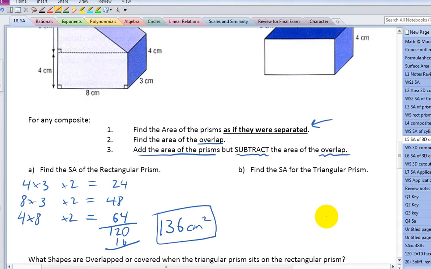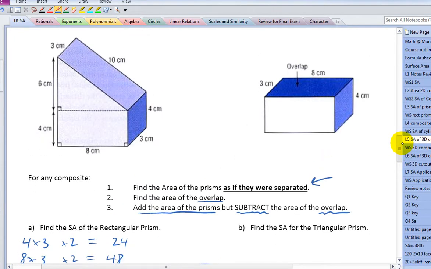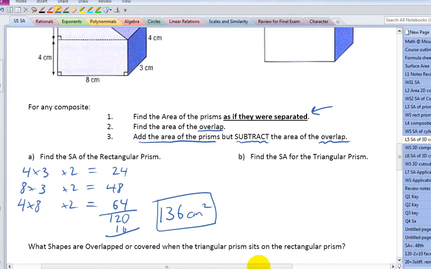Find the surface area for the triangular prism as if they were separated. Okay, so 2 triangles and 3 rectangles as if they're separated.